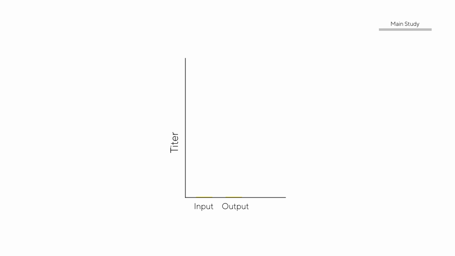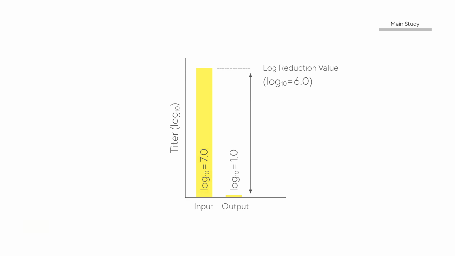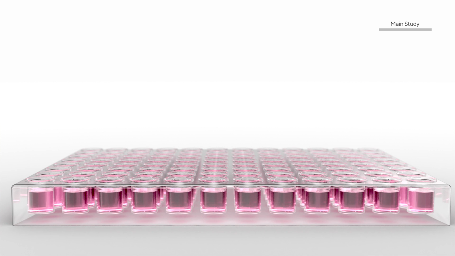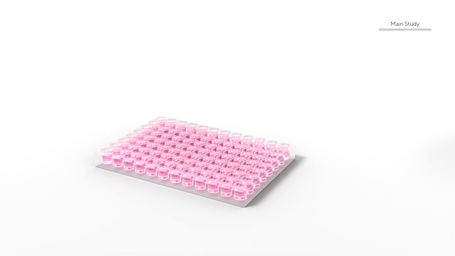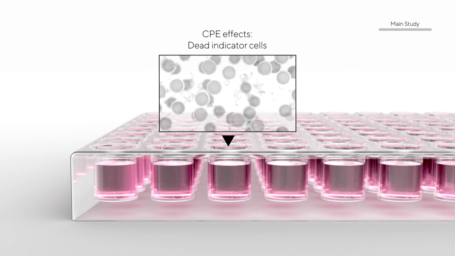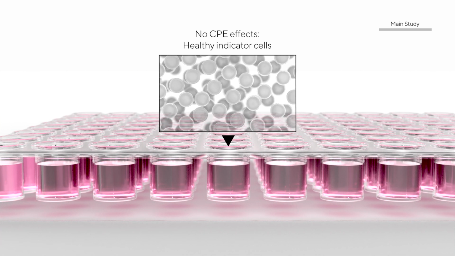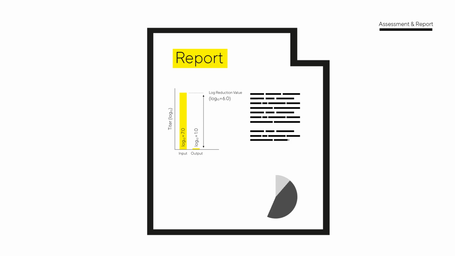To determine the effectiveness of the virus clearance step, the log reduction value needs to be calculated. The LRV is calculated by comparing the virus titer before and after the performed purification step. Virus titers are determined by a TCID50 assay, in which the cytopathic effect, CPE, is observed and evaluated at various dilutions of the test samples. CPE indicates cell death caused by the infection of the virus. Once the main study is finished, data is compiled in a virus safety report.